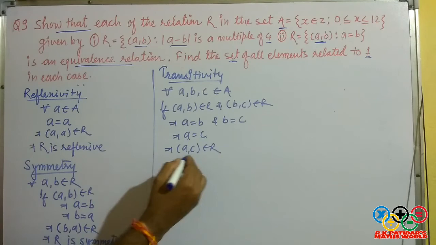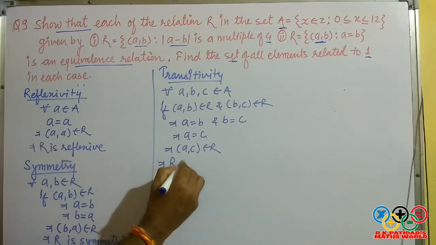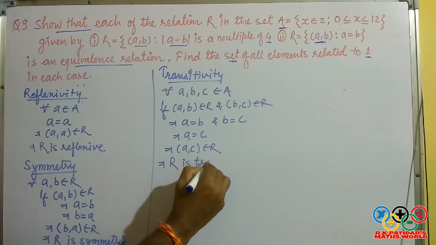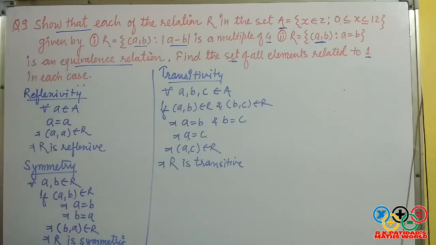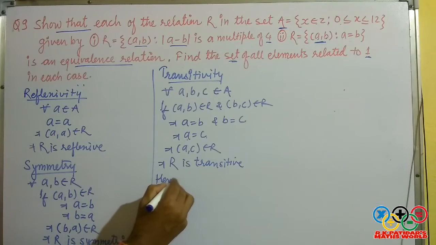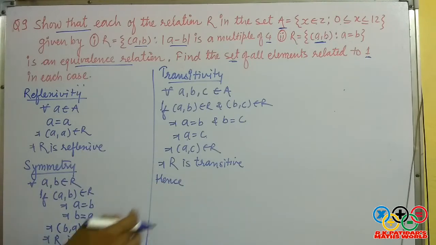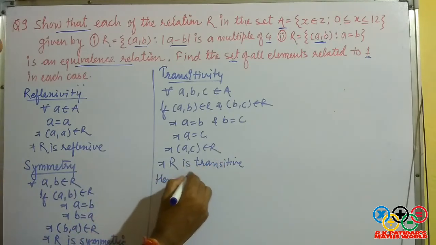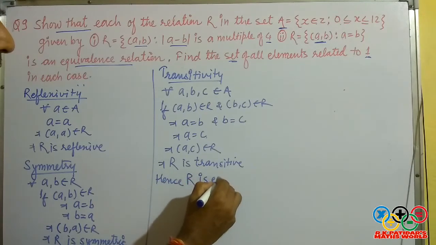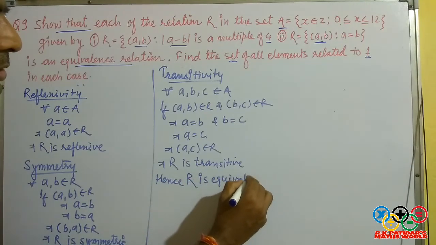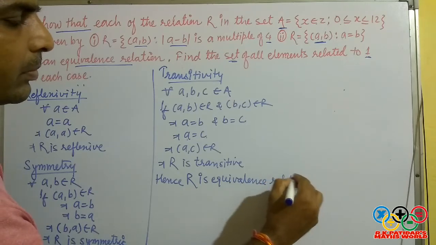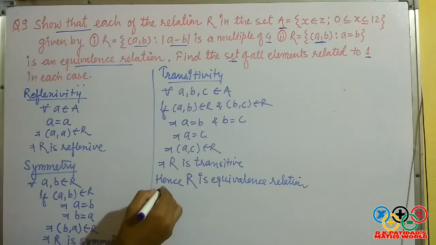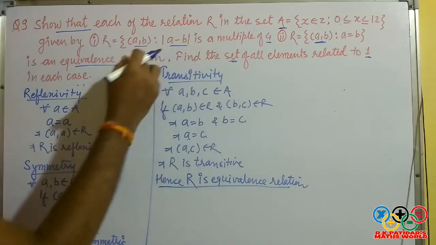And if AC belongs to R, then this R is transitive. If R is transitive, hence what we conclude? R is reflexive, symmetric as well as transitive. So R is an equivalence relation. Okay. Same thing we have to prove.